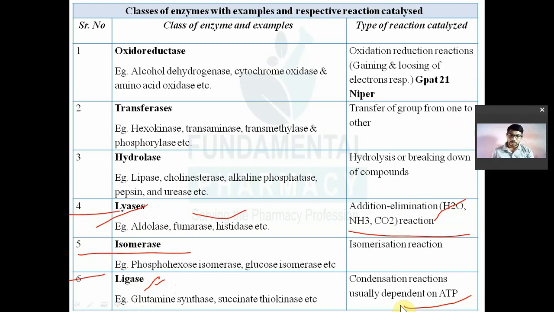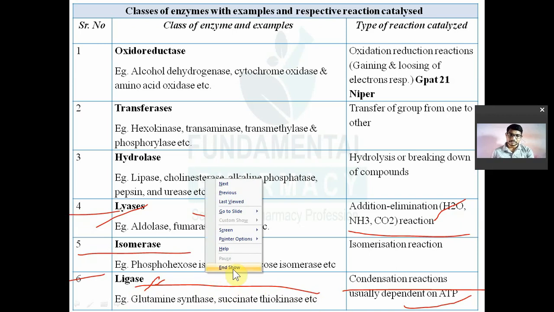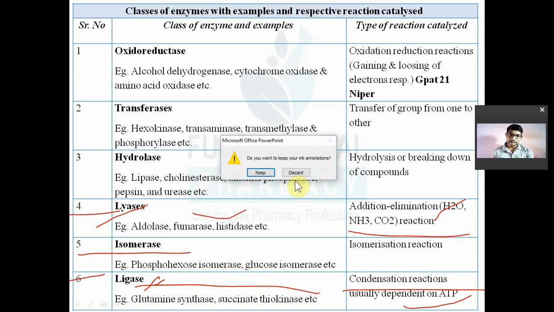Ligase means to join. Ligases are the enzymes involved in condensation reactions, and they are usually ATP dependent. For example, glutamine synthetase and succinate thiokinase. So these are the enzymes known as ligases.